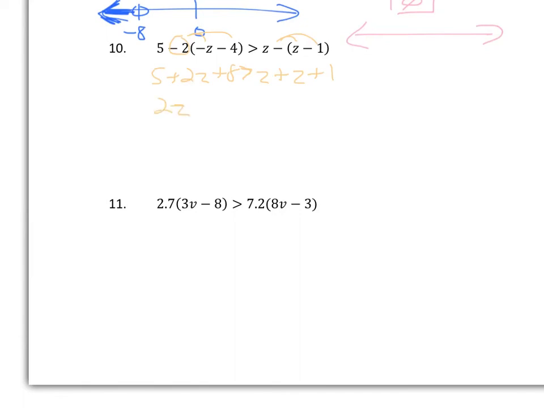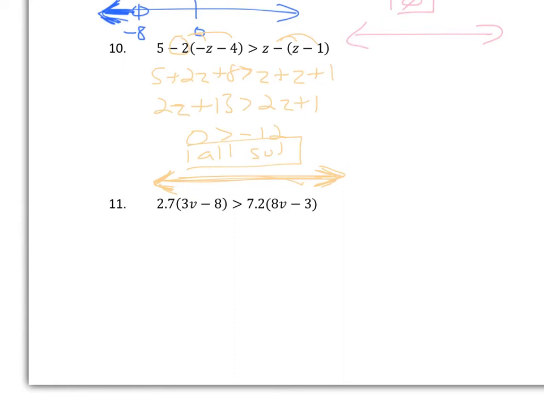Alright, let's combine our like terms on both sides, 2z plus 13 is greater than 2z plus 1. When we get all of our z's to the left, they're going to cancel each other out. We'll subtract 13 over. 0 is greater than -12. That one is a true statement, so the answer is all solutions. And remember to graph it. It would be everything, but the graph is pretty much meaningless at that point.